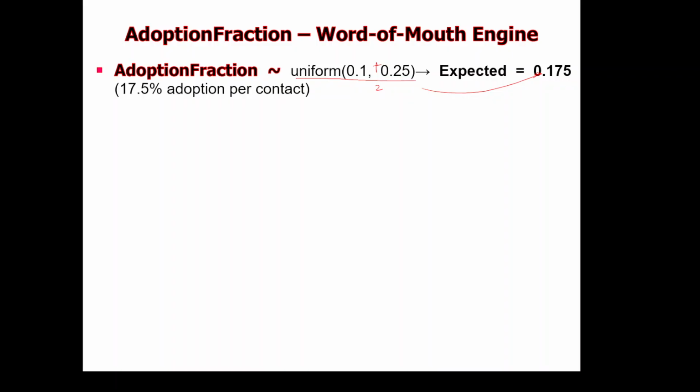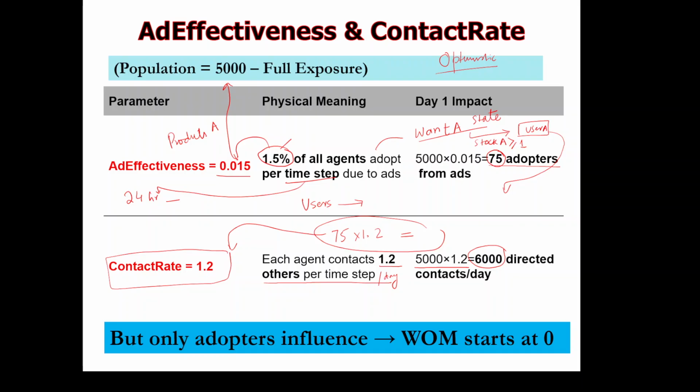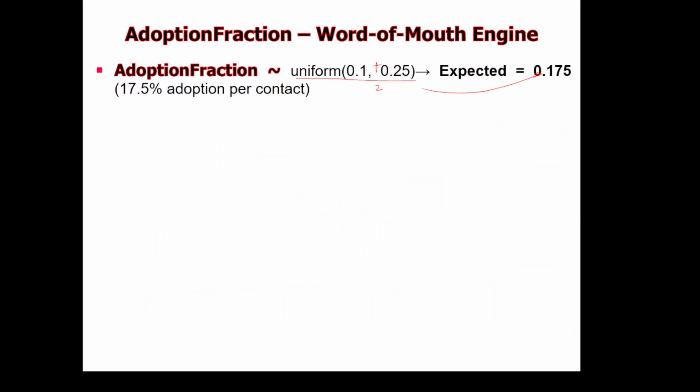So that means if I go back to the previous slide, we had like 75 users from the ads, and these 75 contacted 1.2 others per time step, and those who were contacted have a probability of around 17.5% to adopt the product. So basically the word of mouth is modeled here by these three numbers.